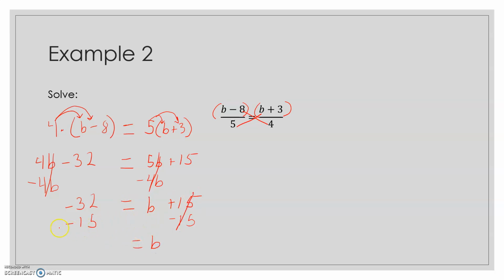And then over here, our rules: same sign, we add; different signs, subtract, keep the sign of the bigger number. So in this case, they're the same signs. We're going to add them together. And we get 47. And then we keep the sign of the bigger number. 32 is bigger and it's negative. So our answer is negative 47. So if we replaced b in our problem with negative 47, that would be our correct answer.